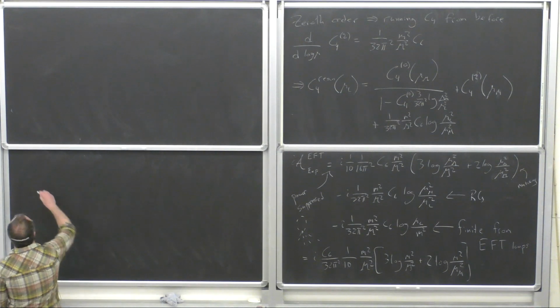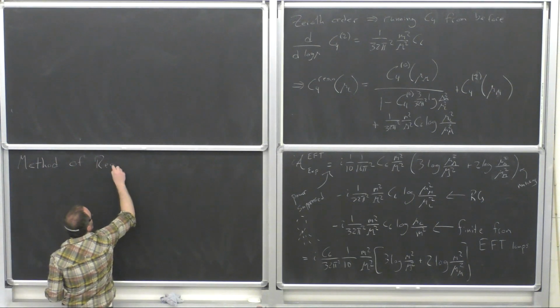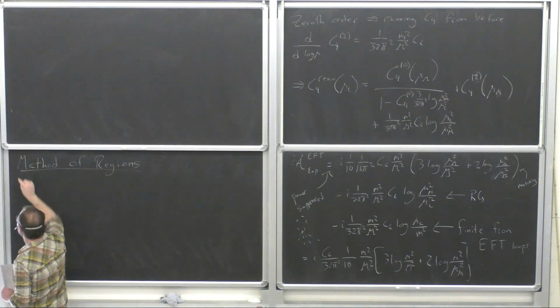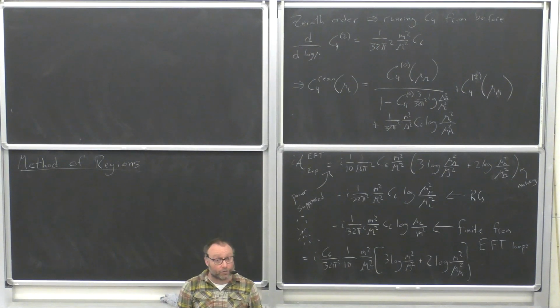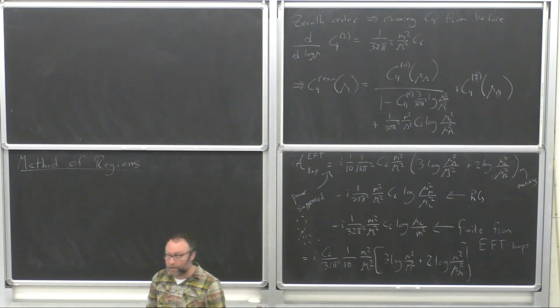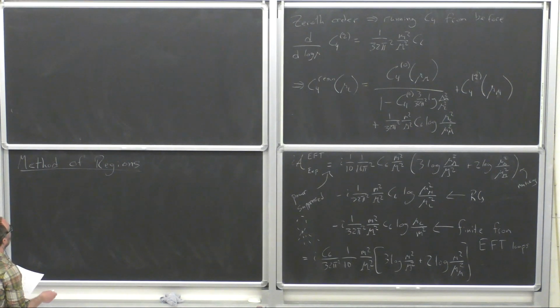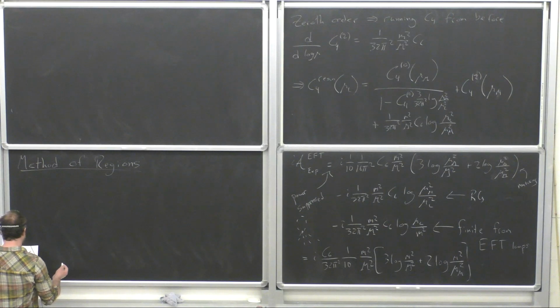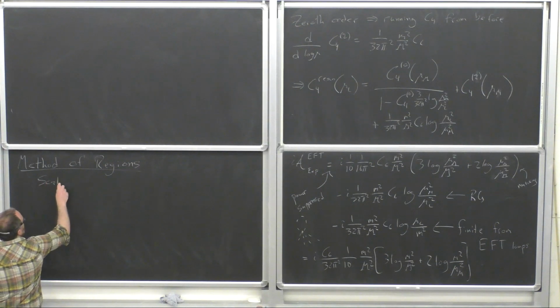So I just want to quickly show you how this works with this heavy light integral, and then I'll mention briefly another application and point you to my TASI lectures for the details. And the key idea here is the method of regions is very closely tied to dimensional regularization. It uses this fact that scaleless integrals vanish.